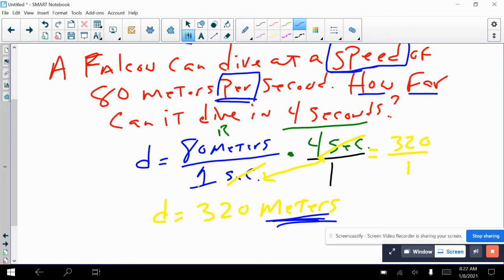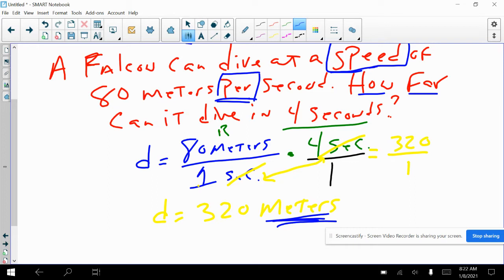You have to have a label on these. You can't just write 320 because who knows? Do you mean seconds, feet, miles? What do you mean? It's no different than rates. We're solving rates, so you have to have a label on your answer. So far, so good. Everybody good?